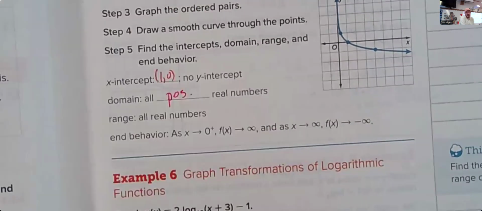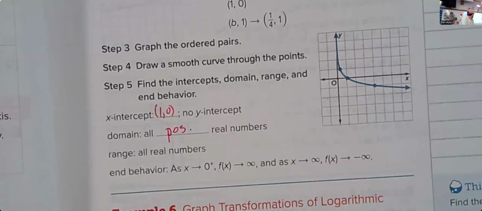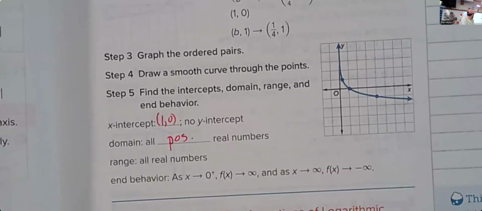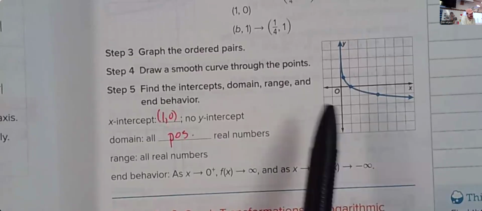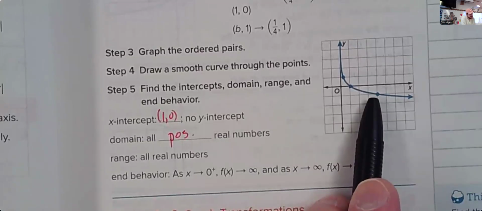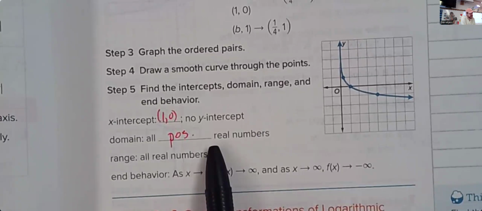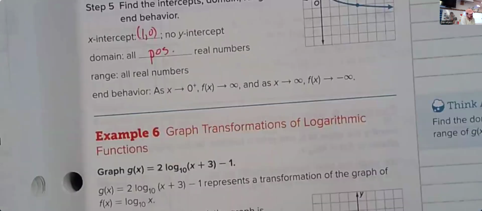Because we're looking at x values here, right? Even though it's going down as opposed to going up, it's still going to be positive real numbers for x. Range is all real numbers, and then we've got the end behaviors.